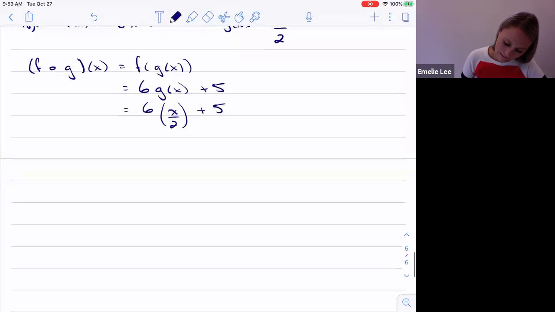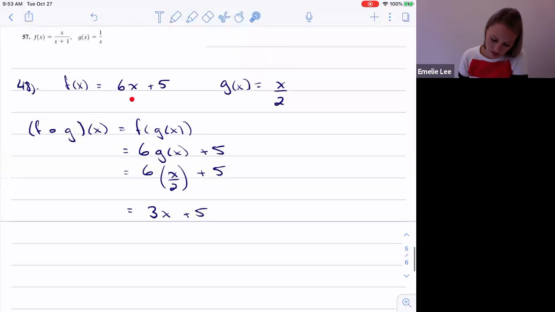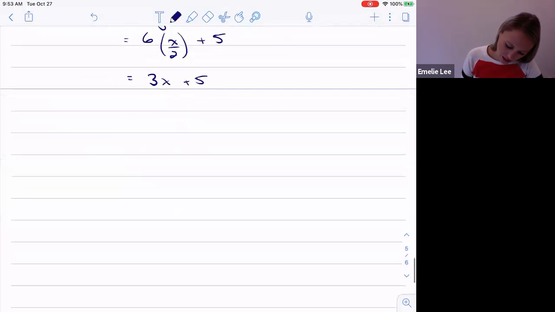Okay. So 6 times x over 2 becomes 3x and then plus 5. So that's going to be f composed with g of x. And so this is my new function, right, which looks quite a bit different from f of x and g of x, right? And so now I've developed a new function, and that's just what we're doing today.